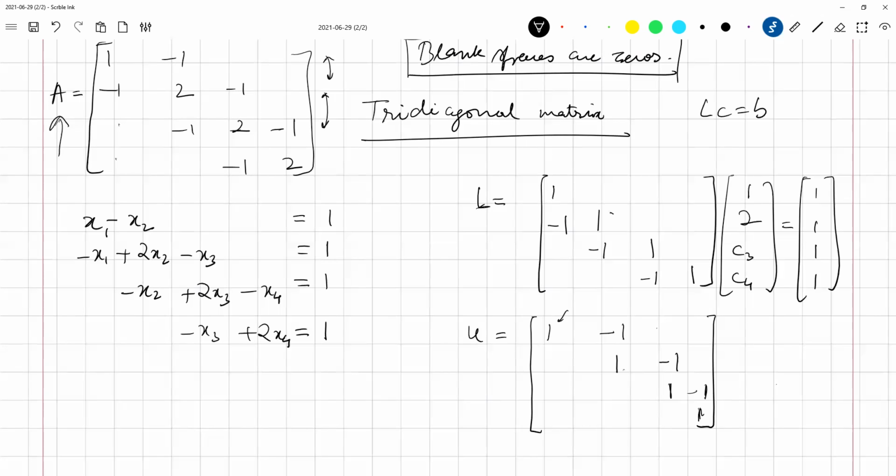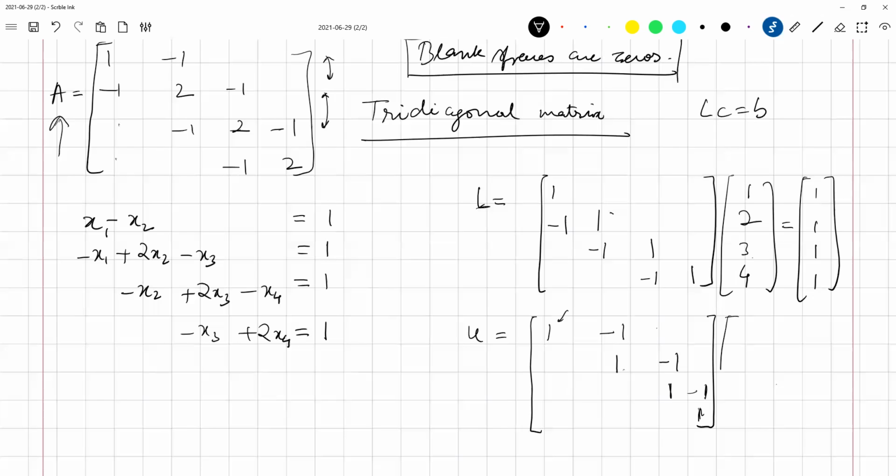Look at the second row, first column. It is going to be minus 1 into 1 plus 2 into 1, which is equal to 1. Is that correct? Yes, sir. So what will this be? 3. What will this be? 4. Okay, so your C comes out to be 1, 2, 3, 4.